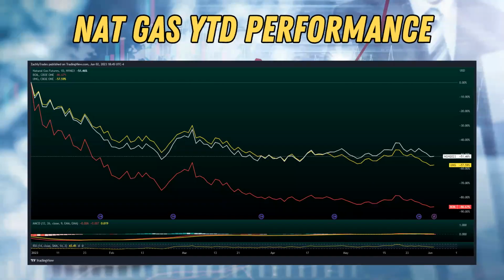Now here we have the year-to-date performance from 2023 to now. We can see that natural gas futures are down about 51%. UNG is down about 57%. Meanwhile, oil is down a whopping 86% since 2023 has started.